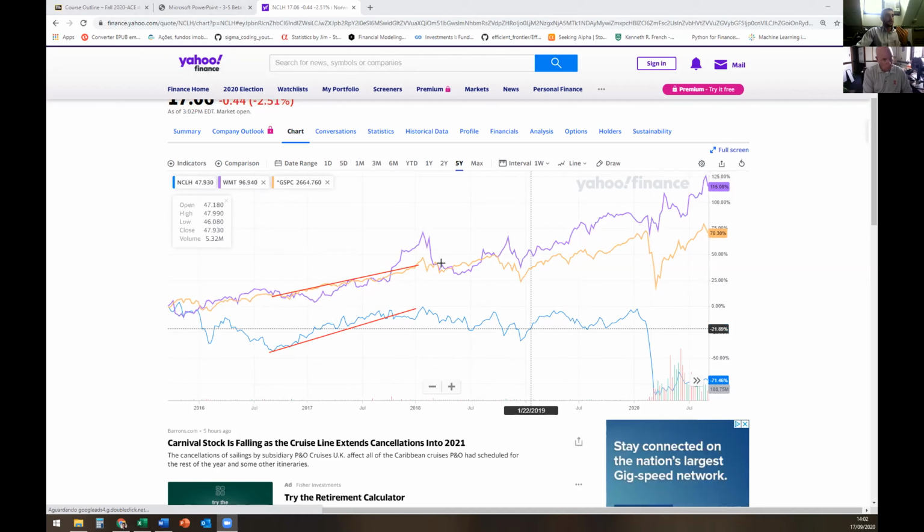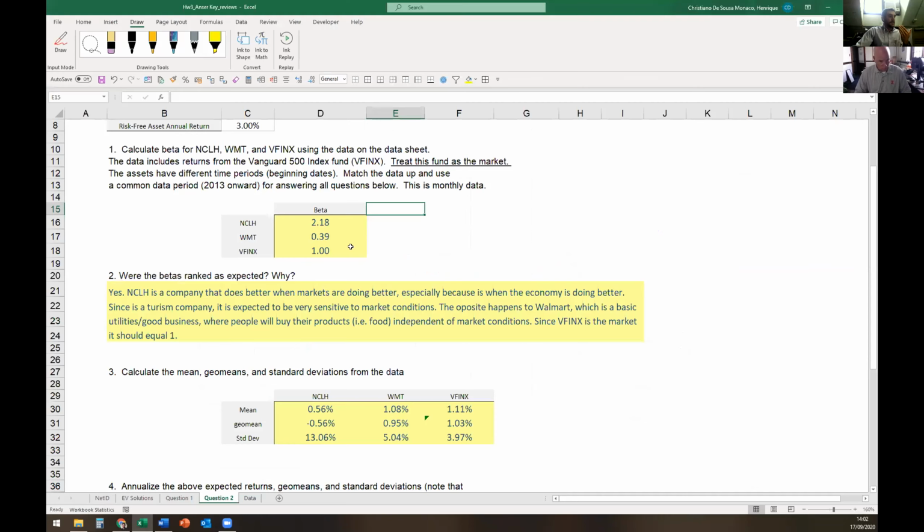I think this is a good interpretation of what beta is. Beta equal to one is equal to the market. If beta is greater than one, it means that this asset is sensitive to market movements, so its returns are amplified by market movements. If markets are doing well, usually this asset is going to do even better. And the opposite is also true. If markets are crashing, this asset is probably very sensitive to that, so it will crash as well. And then the question, were the betas ranked as expected and why?